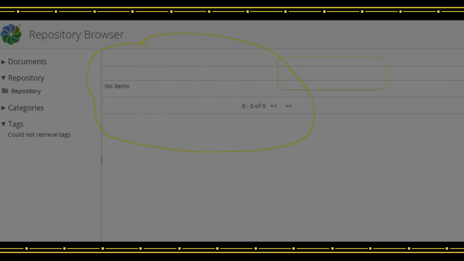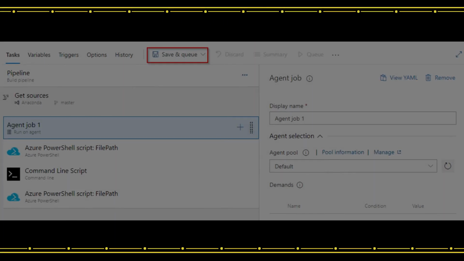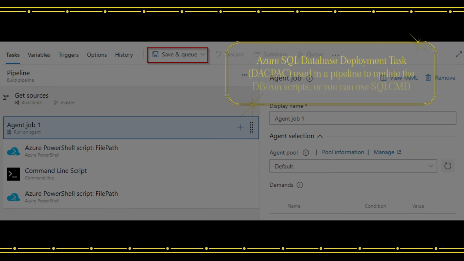If you need to share a repo with an external party, you can create a new feed for the package. You can create an at-pre-release feed view, and then when a package is tested successfully, it can be promoted to the at-release view.